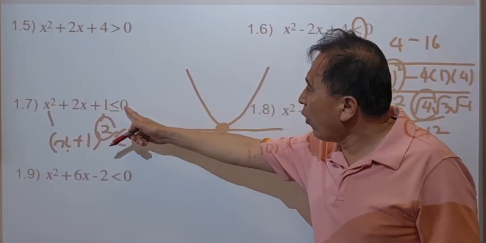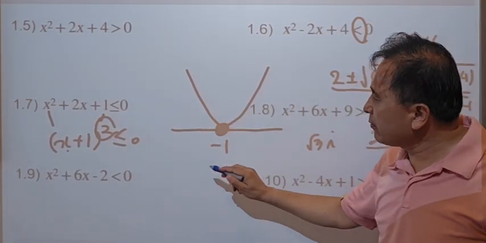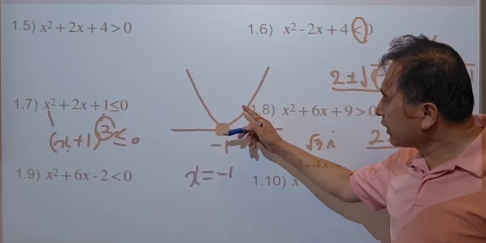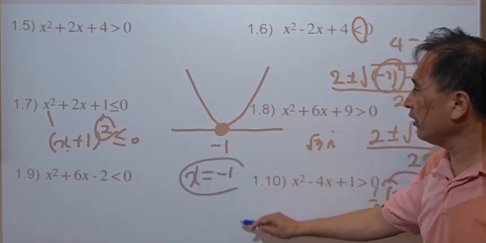So smaller than or equal to 0. Yes, then for the answer, we need to find the x value. The x value where negative 1 is a zero, right? But anything else doesn't work. So this is the one answer right there.